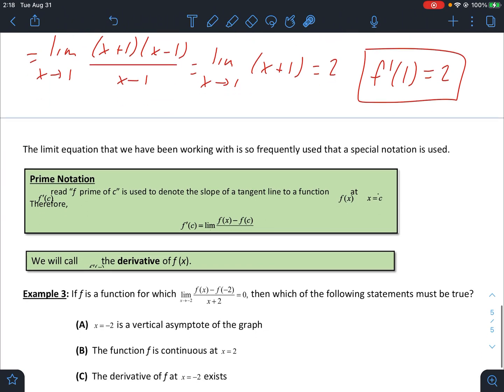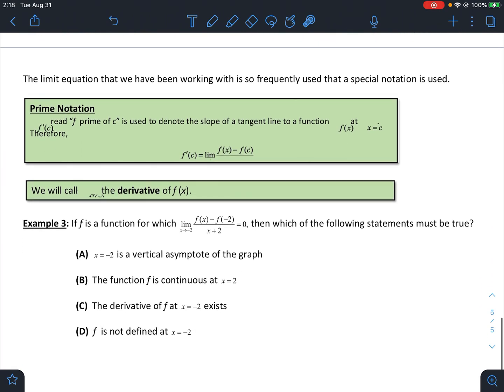All right. The limit equation we've been working with so frequently uses a special notation. I've already been using it with you, but now we'll actually know what it means. It's f prime of c. You'd read that f prime of c is used to denote the slope of a tangent line to a function f of x at x equals c.